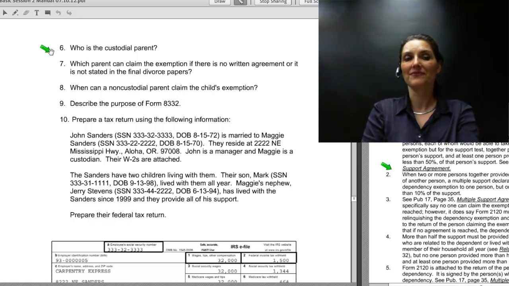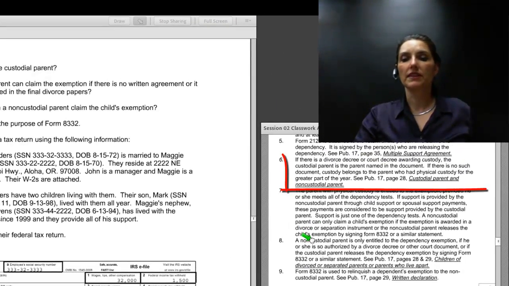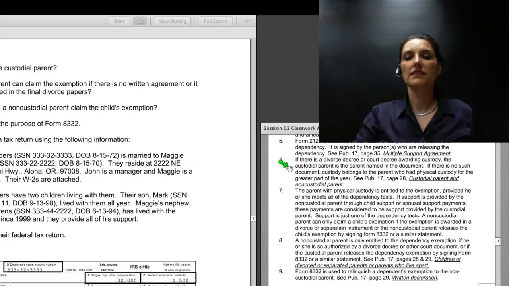So question number six, if there is a divorce decree or a court decree awarding custody, the custodial parent is the parent named in that document. If there is no such document, custody belongs to the parent who had physical custody for the greater part of the year. For more information on this topic, please refer to page 28 of Pub 17 and look at custodial parent and non-custodial parent on that page.